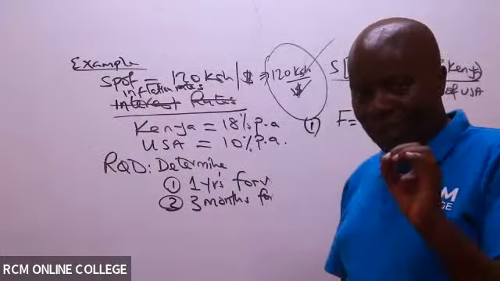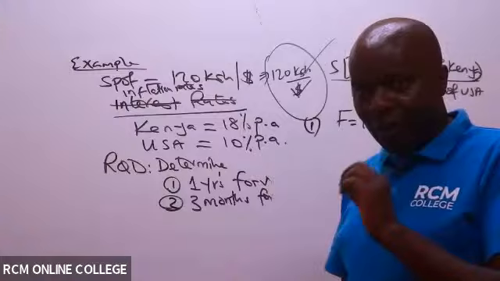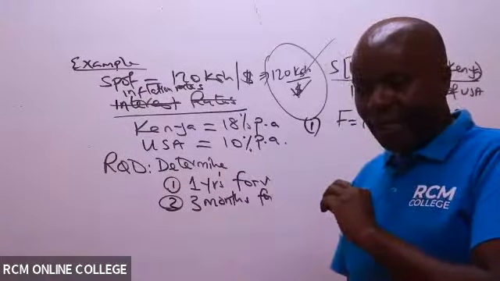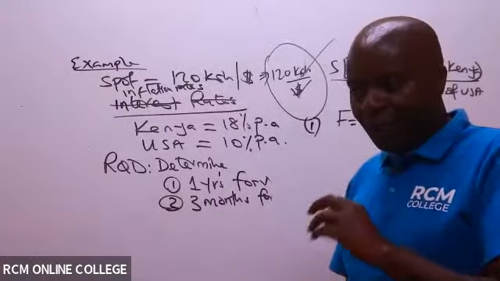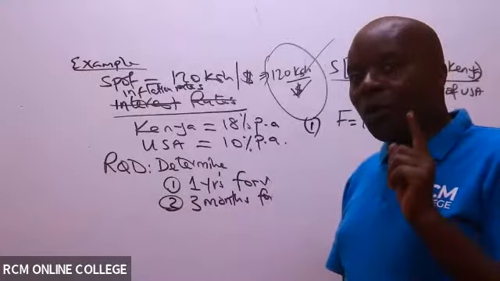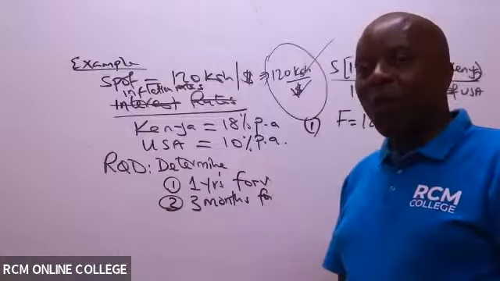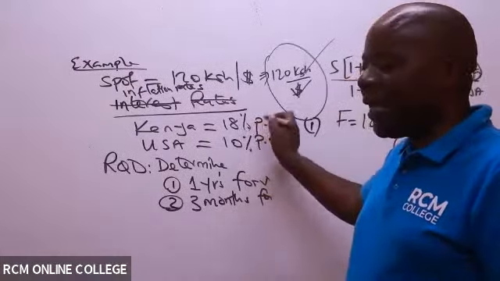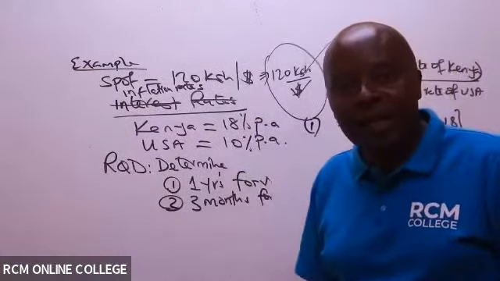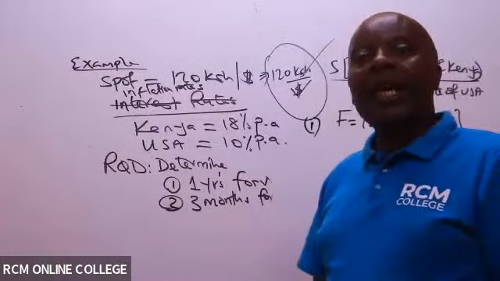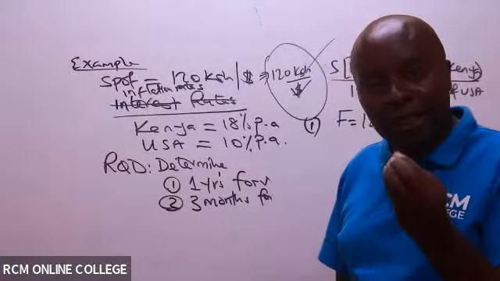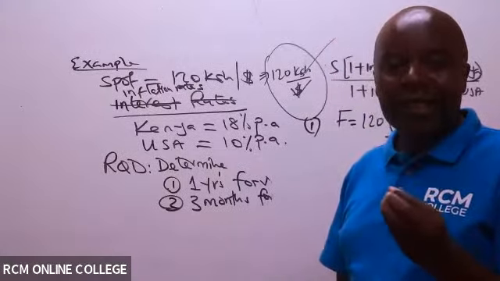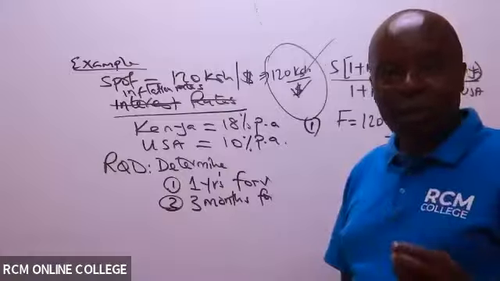We were at 120 Kenya shillings per dollar. Now we are at 128 Kenya shillings per dollar. Is the Kenya shilling appreciating or is it depreciating? Do you know why it is depreciating? It's because the inflation rate in Kenya is higher. Inflation rate is a killer of a country's currency strength. It destroys.